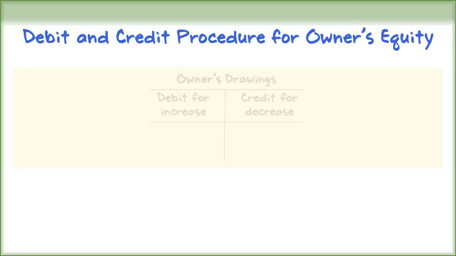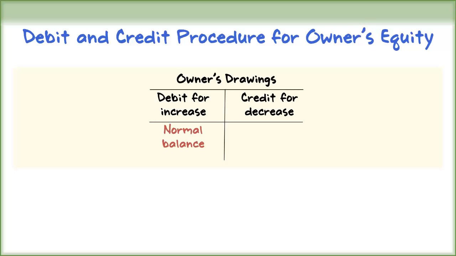On the other hand, owner's drawings, which has a normal debit balance, increases with a debit and decreases with a credit. Note that an increase in owner's drawings decreases owner's equity. So, when owner's drawings is debited, it increases owner's drawings, but decreases owner's equity.